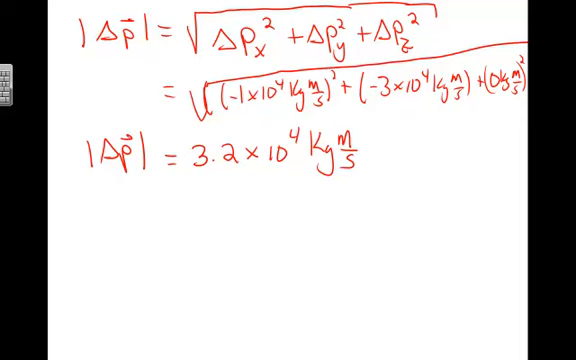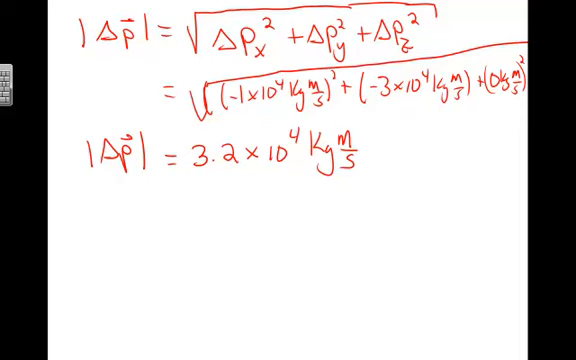One thing I do want you to notice is that our components, we had 3 times 10 to the 4 and 1 times 10 to the 4. Our magnitude is a little bit larger than the largest individual component. Because this term, even though it's 1/3 the size of this component here, when we combine them in quadrature, using the Pythagorean theorem, this term right here is the dominant term.